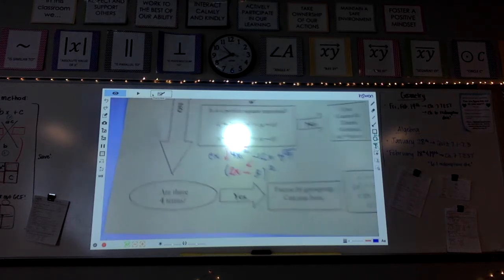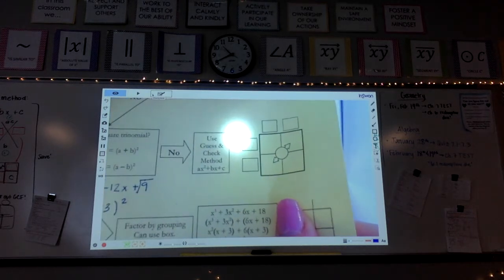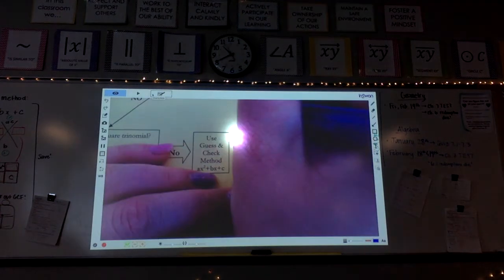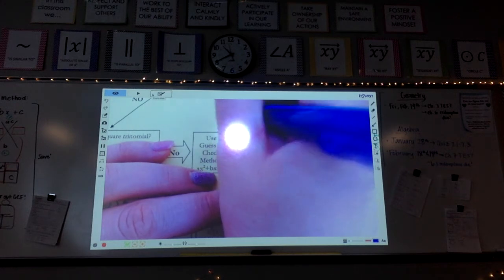The only other thing I'm going to have you guys add right here is just the guess and check thing. Let's add in the X from the last couple of days here.